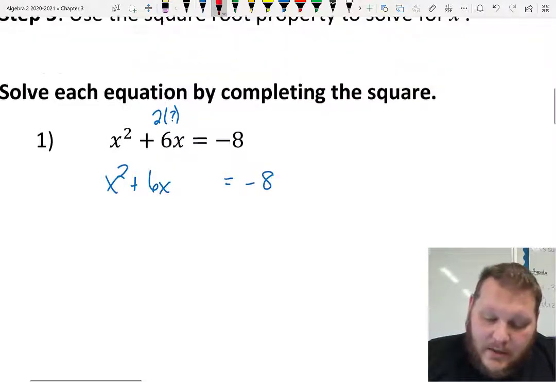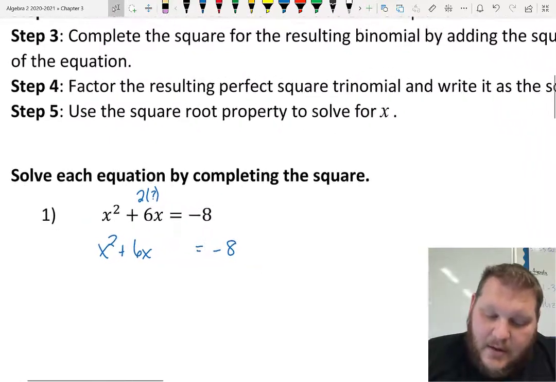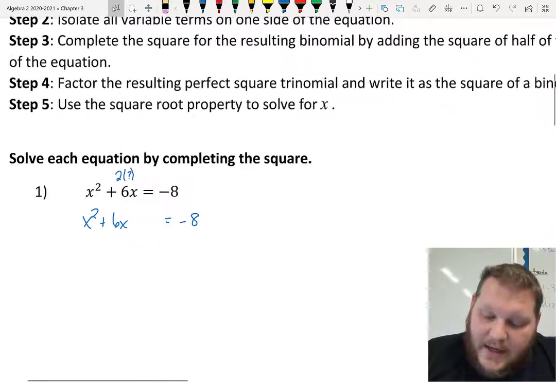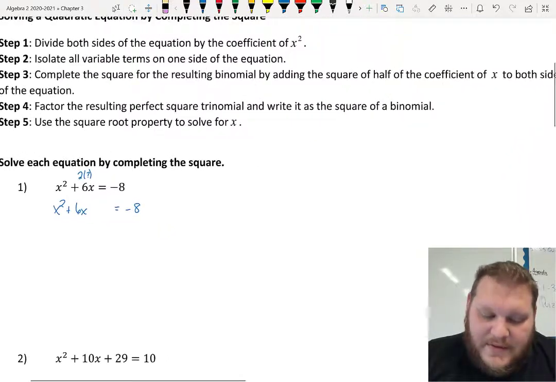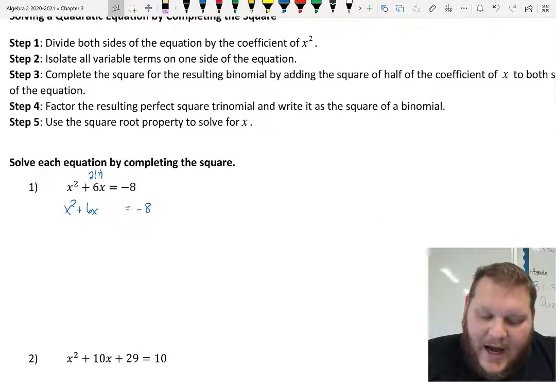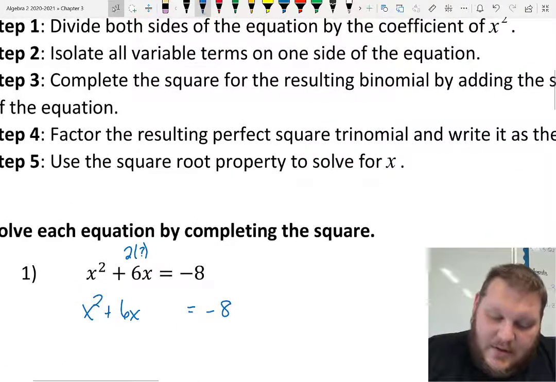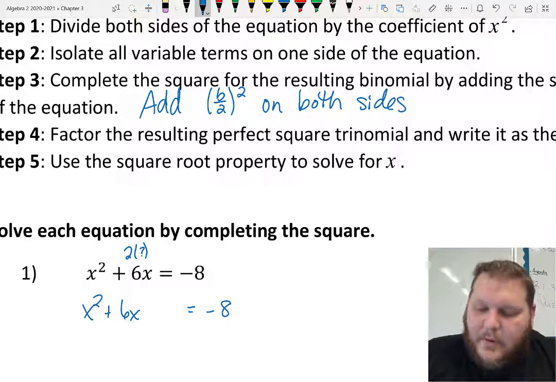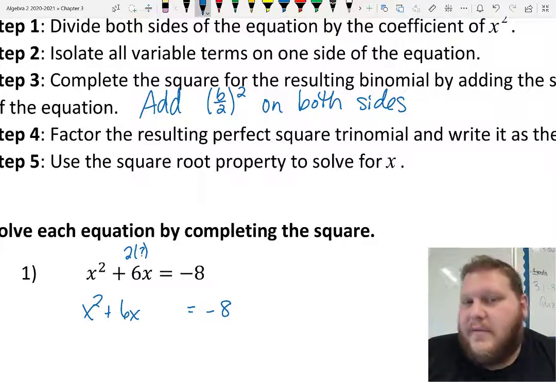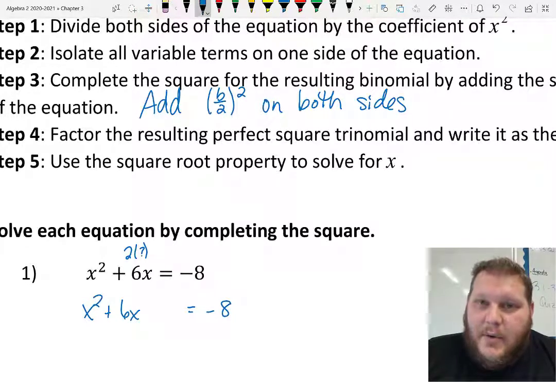Because then what we're going to be doing, just like step 3 says, is complete the square for the resulting binomial by adding the square of half of the coefficient of x to both sides of the equation. Now, I want to simplify that down for you because this is the process that I usually use. I just say that we're adding half of b squared on both sides. That is the simpler way of stating step 3. So whatever my b value is, the thing attached to my x, half of that squared is what I'm adding on both sides.